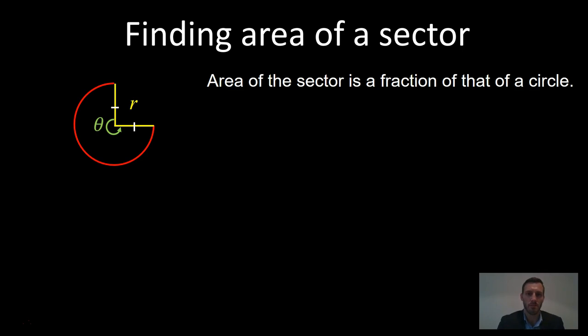Let's find the area of a sector. Remember that a sector is formed by dividing a circle with 2 radii. The angle between the 2 radii determines the size of the sector. We use the angle to calculate the fraction of the area of the circle. So we can use, in this case, theta over 360 times pi r squared.